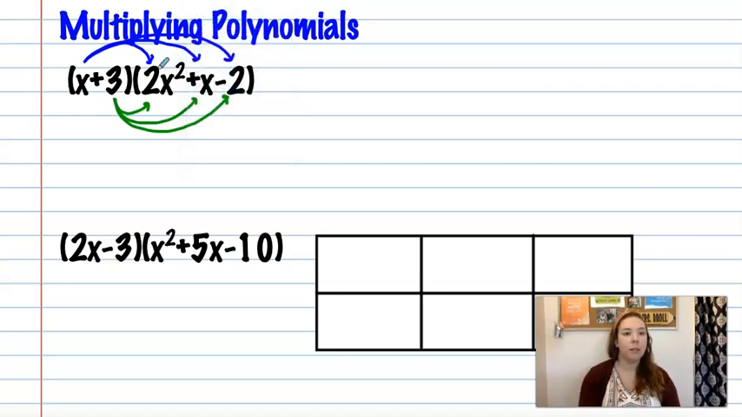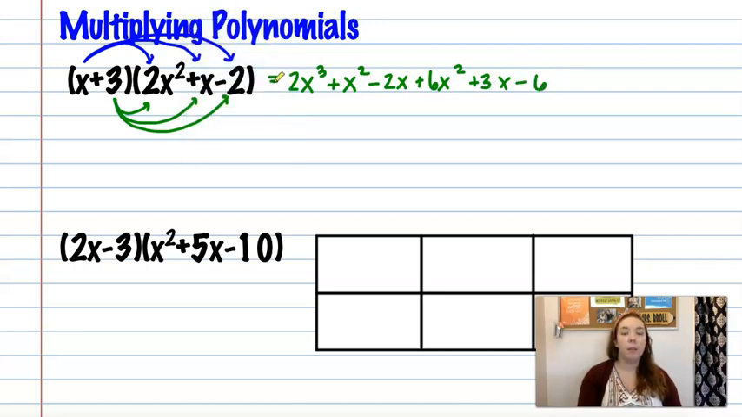So here, x times 2x squared is 2x cubed. X times x is x squared. And whenever you have a positive, make sure you do a plus. X times negative 2 is negative 2x. And now I'll have to go through and do all of my green arrows here. 3 times 2x squared is 6x squared. 3 times x is 3x. And 3 times negative 2 is negative 6.